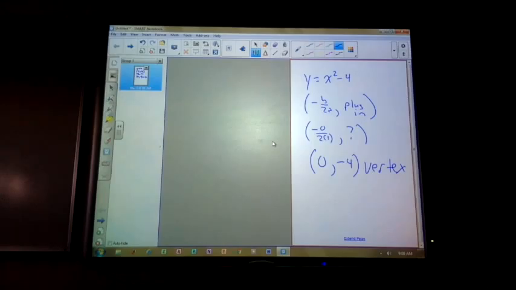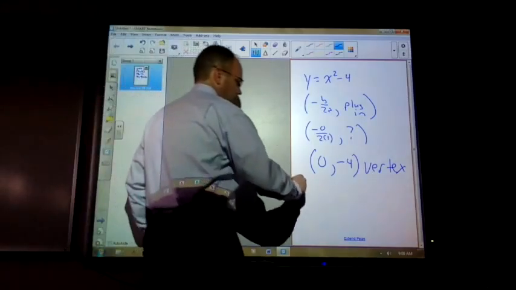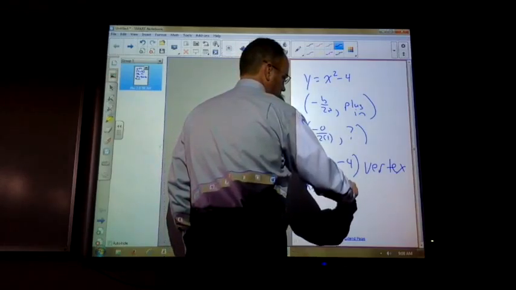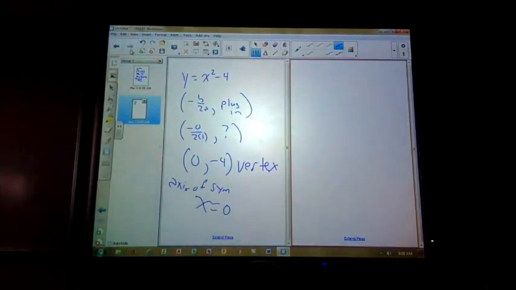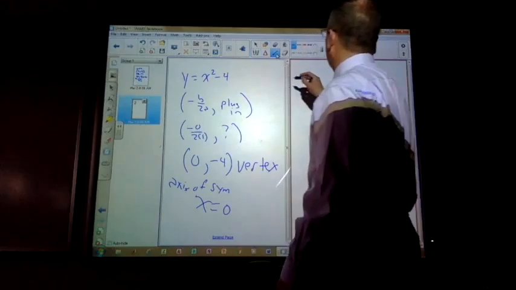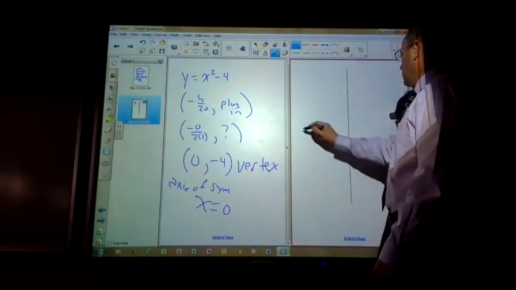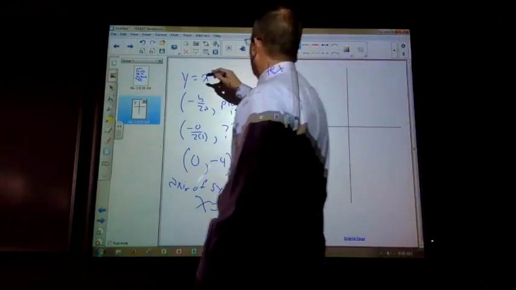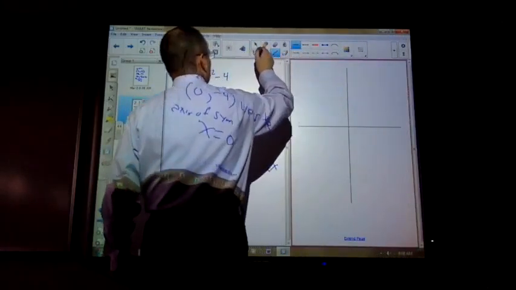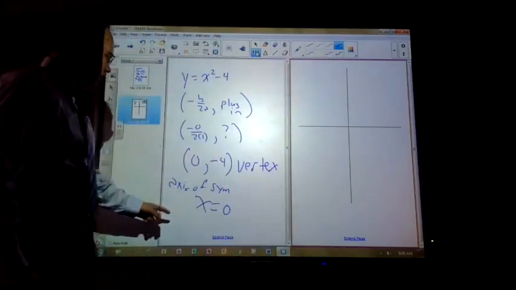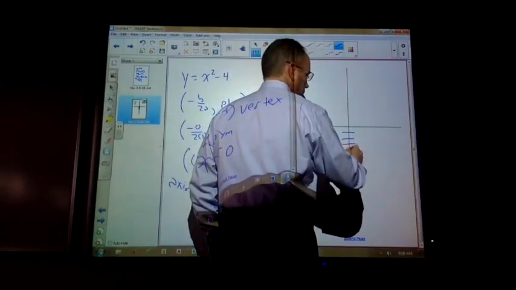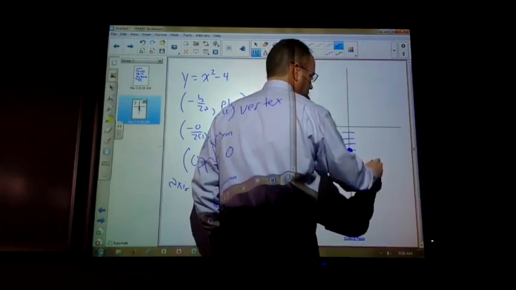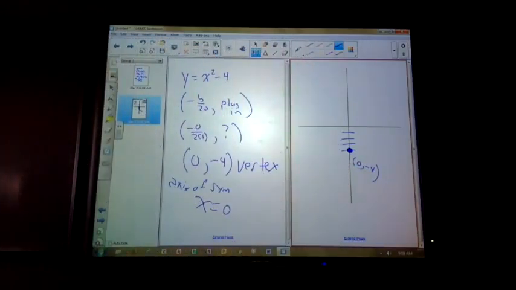Okay, so it's just finding the vertex. The axis of symmetry, pretty easy. It's going to be x is equal to 0. At this point we can go ahead and start graphing these problems. So let's make some straight edges and see if we can make this work out for us. Okay, so I'm going to plot (0, negative 4). Everyone feel good so far? Any part of this that didn't make sense so far?